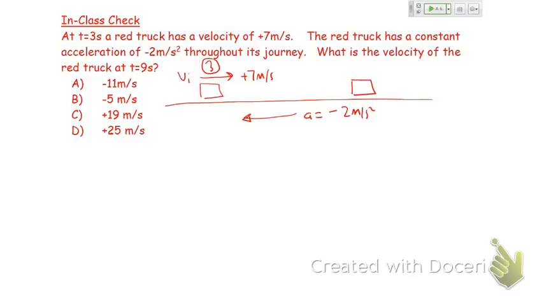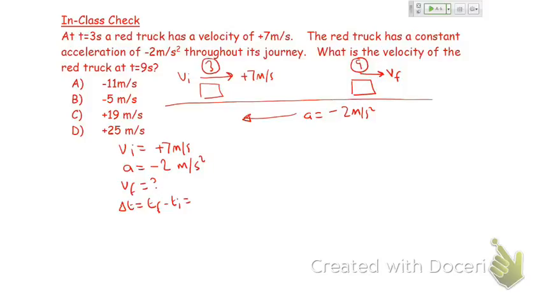Again, I'm just going to put it on the right-hand side. I don't exactly know where it is on my number line, and I want to know my V final. So it's a way of visualizing. I make my list. Vi equals plus 7 meters per second. A is equal to minus 2 meters per second squared. Vf is what I want. Delta t, which equals t final minus t initial, is equal to 9 minus 3, which equals 6 seconds.